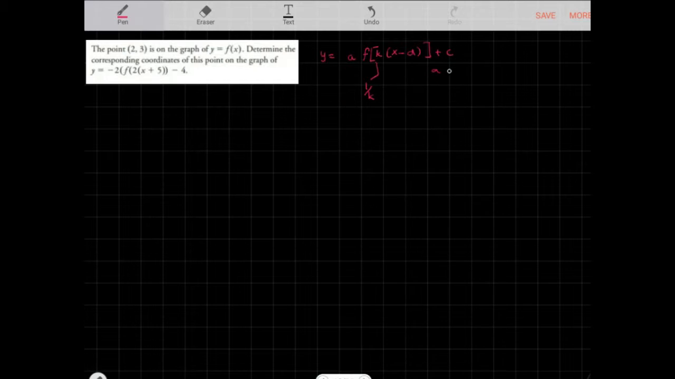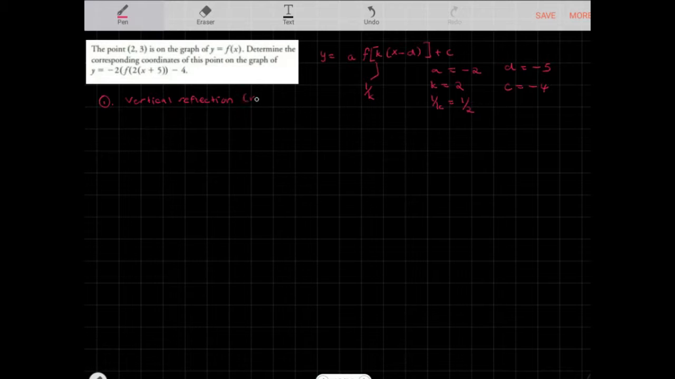Okay, so a here is equal to negative 2. k here is equal to 2, so 1 over k here is equal to 1/2. d here is equal to negative 5, and c here is equal to negative 4. So having said that, you always want to do your vertical and horizontal modifications, which includes reflections, first, and then you want to do your shifts. All right, so the first transformation here is a vertical reflection.